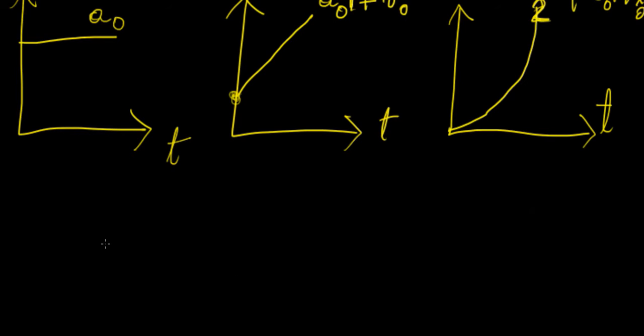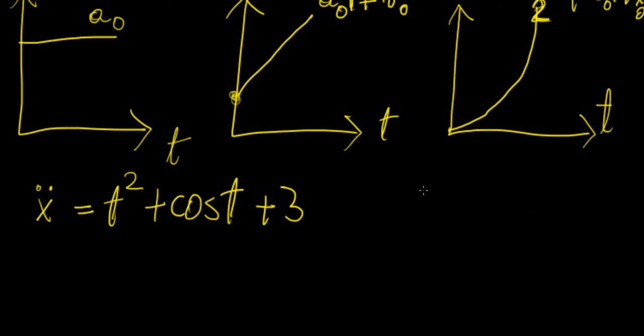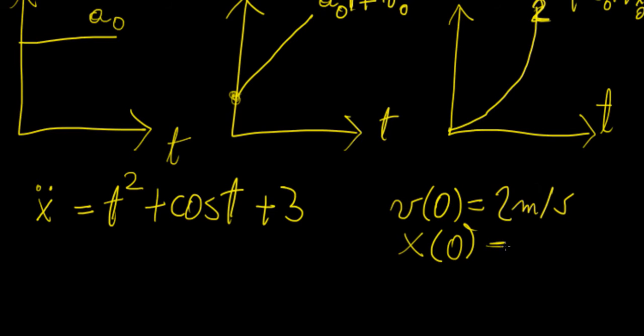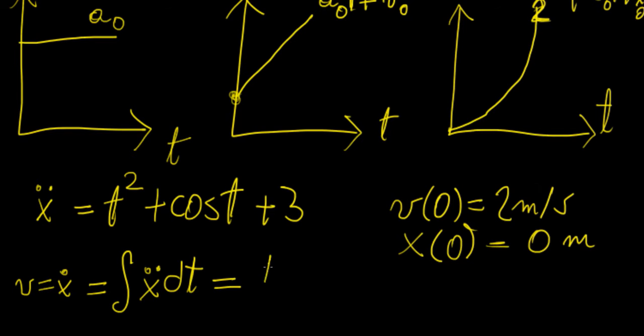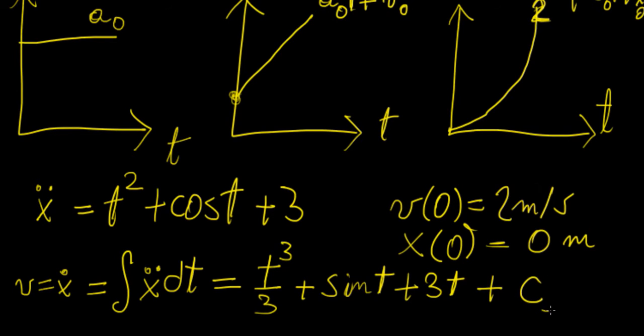So let's do an example here where we have the following function. Let's say we're given the function acceleration is equal to t squared plus cosine of t plus 3. And we're given the following conditions. The initial velocity of the particle is 2 meters per second, and the initial displacement is 0 meters. So how do we find the velocity? Well, the velocity is going to be equal to x dot, which is equal to the integral of this function with respect to time, and this is going to be equal to t cubed over 3 plus sine of t plus 3t plus a constant c, but we know that this constant c needs to be the initial velocity, so that's just going to become 2.